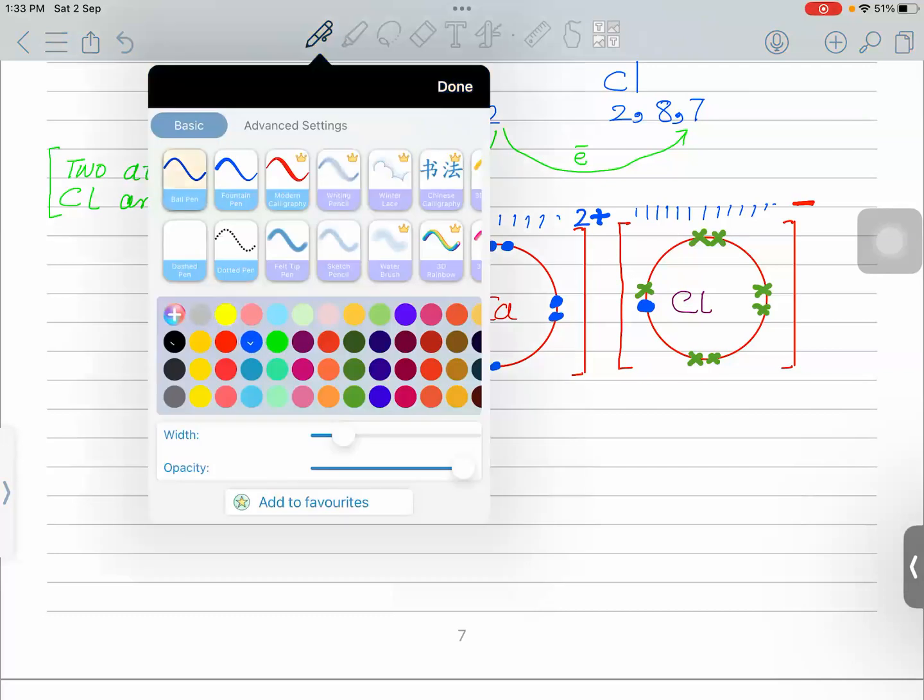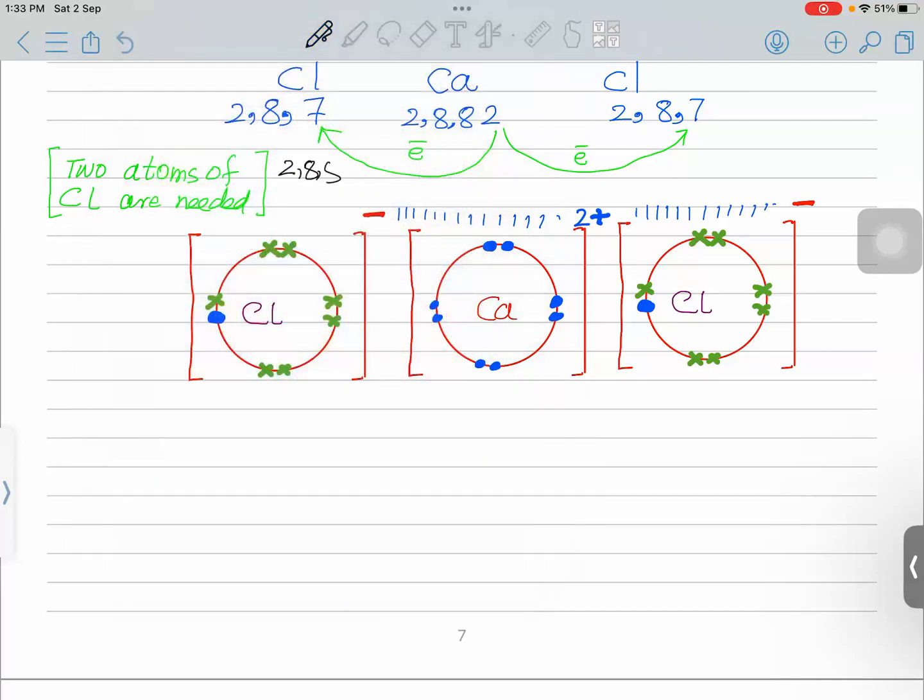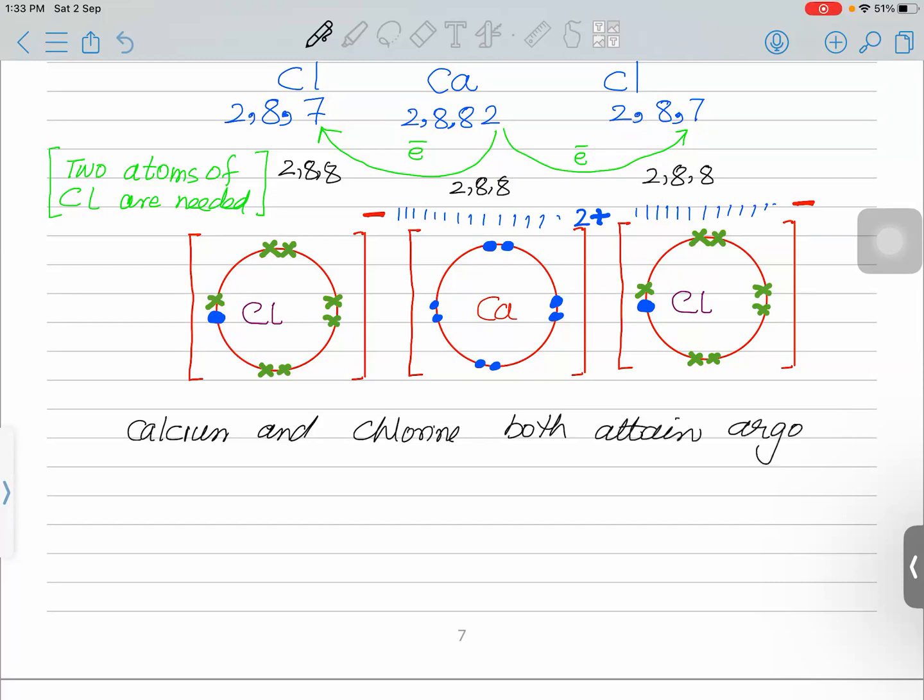Now, after giving or accepting electrons, it becomes 2, 8, 8. So all obtain argon configuration. Calcium and chlorine both attain argon configuration, 2, 8, 8.